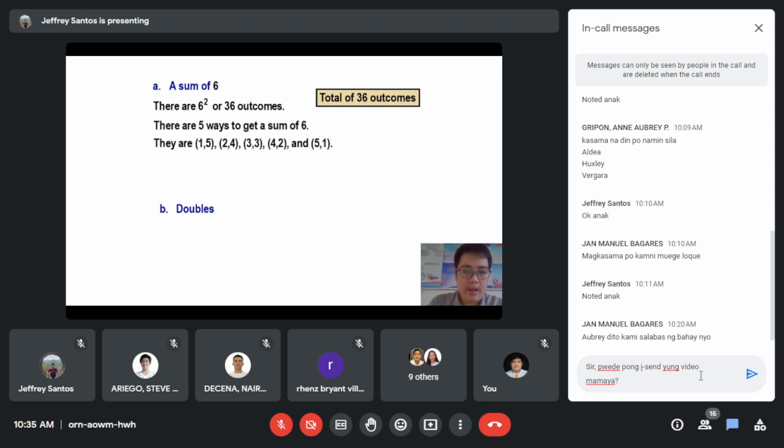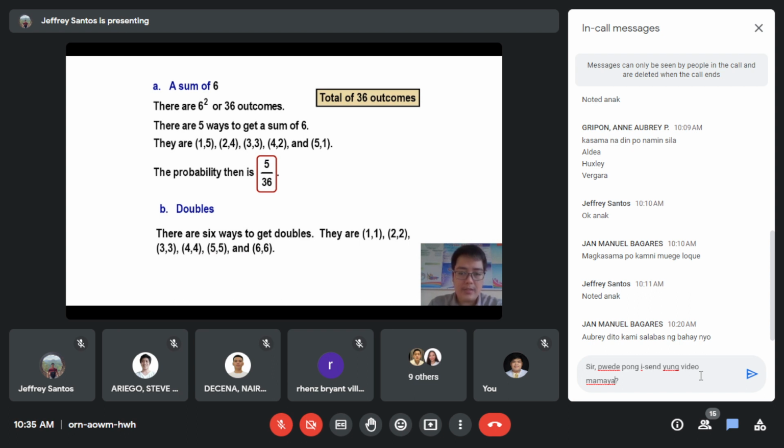Now, what are the numbers na pinag-add ay a sum of 6 ang lalabas? They are 1,5; 2,4; 3,3; 4,2; and 5,1. So there are 5 ways. Therefore, to get the probability, we just divide the number of ways we get a sum of 6 by the total possible outcomes, which is 36. So the answer is 5 over 36. Now, how about for doubles? There are 6 ways to get doubles. When we say doubles, parehas: 1,1; 2,2; 3,3; 4,4; 5,5; and 6,6. So we just divide: 6 divided by 36, or reduced to its lowest term, simply 1 over 6.